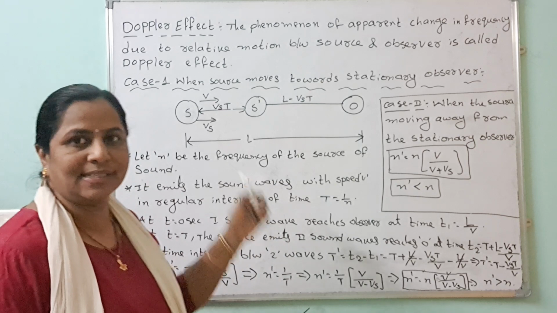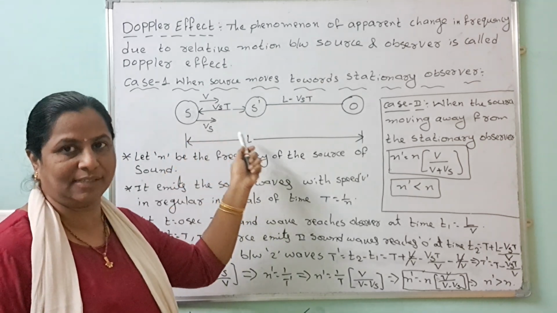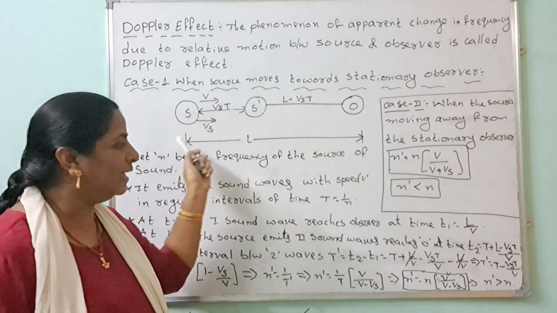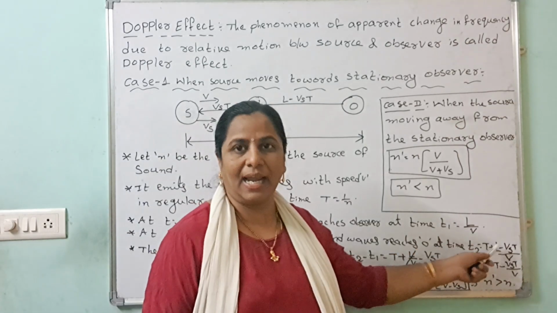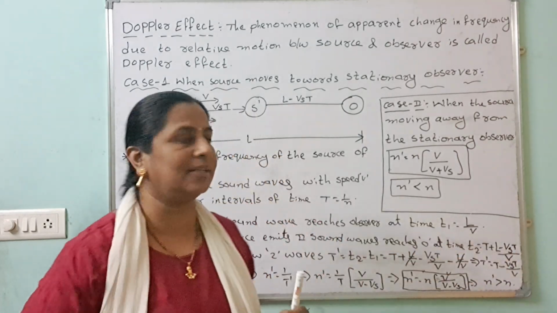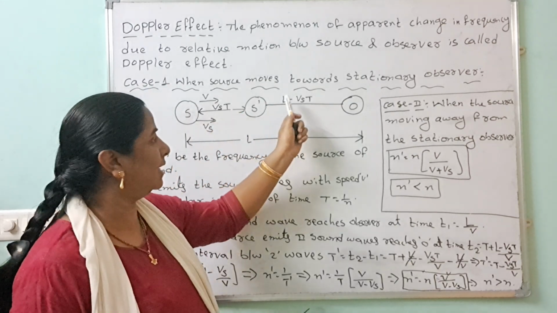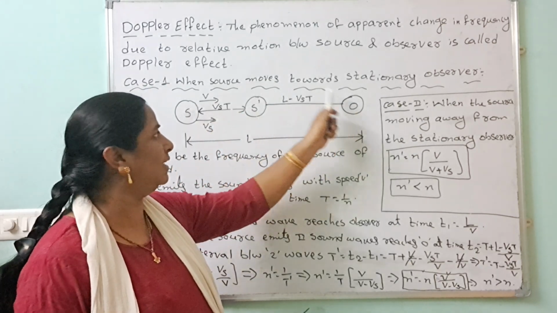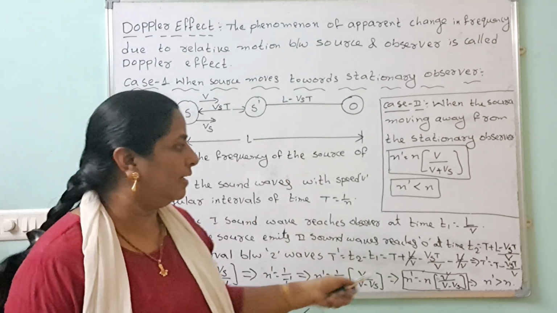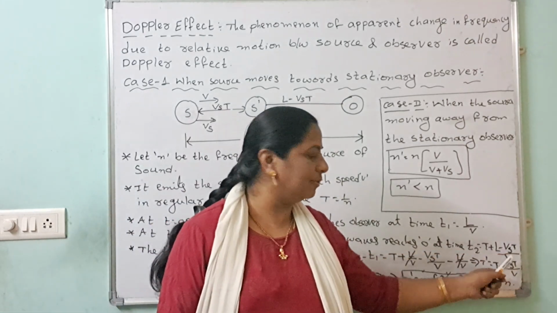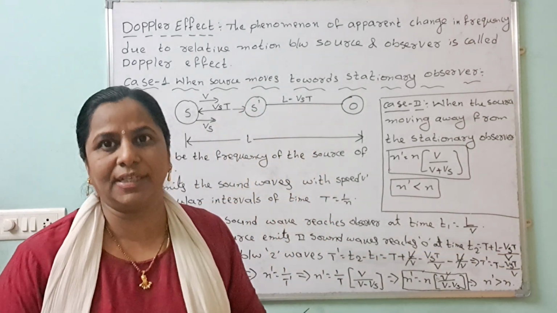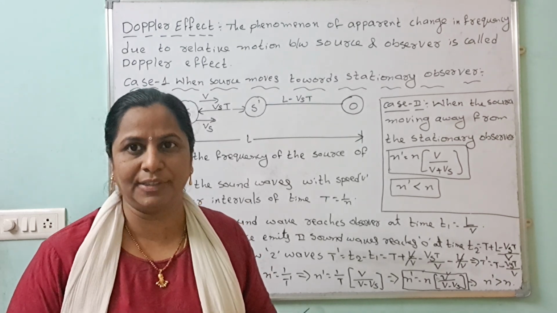Then in the second case, the source is moving from S to S dash. It takes time t, and the total time for the sound to reach the stationary observer is t plus distance by speed, since we don't know the time. The distance is L minus Vs into t, divided by V. So now we know T2 and T1, and we can find the time interval.